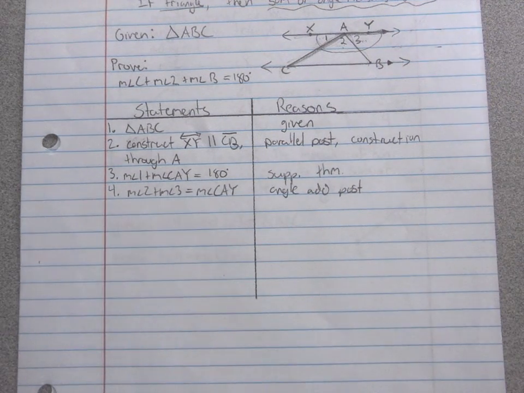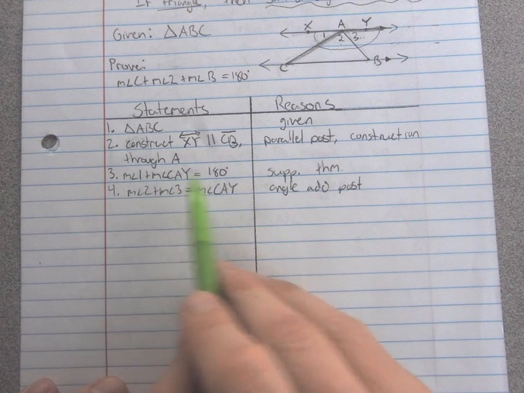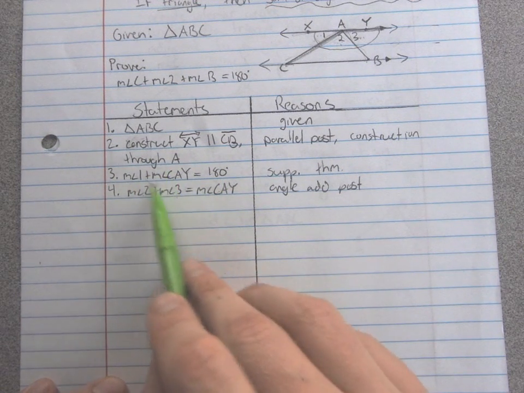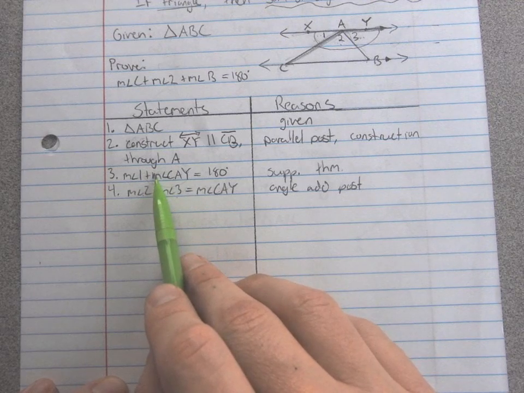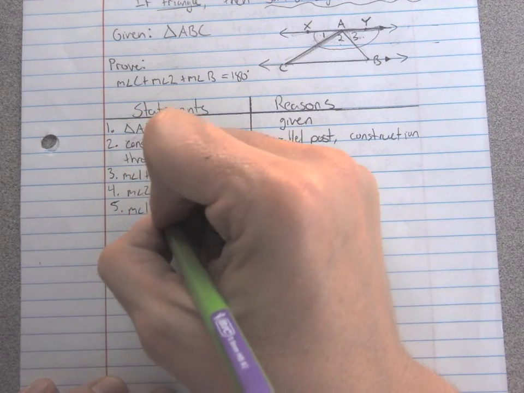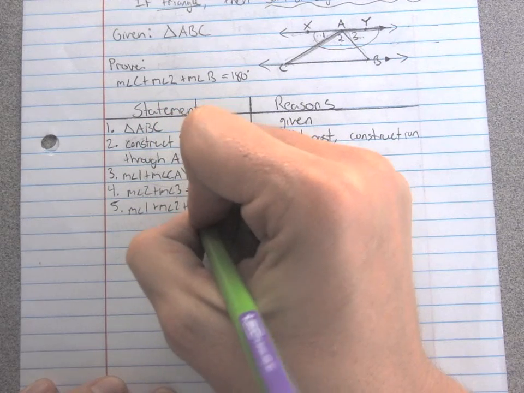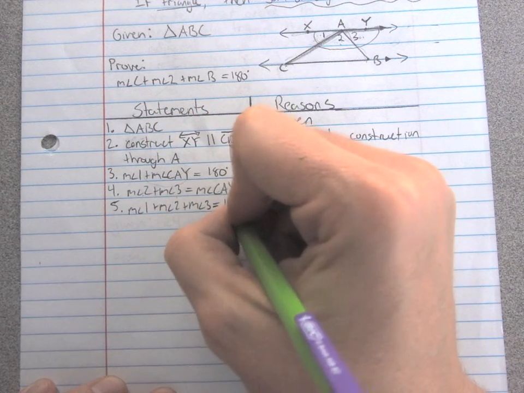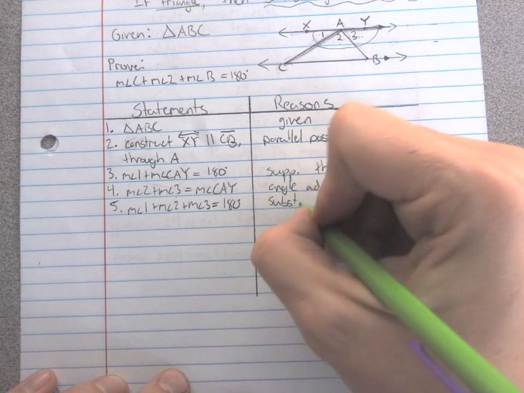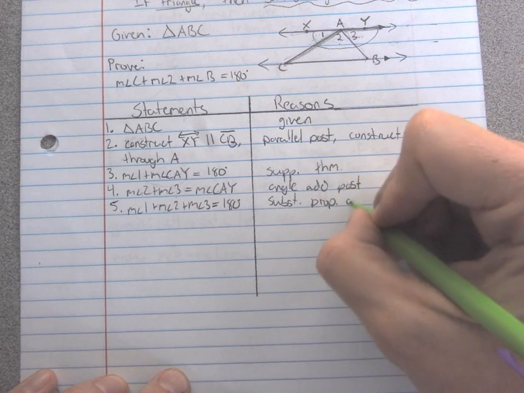All right, and so now what we can do is we've got 1 plus CAY is 180, but CAY is 2 plus 3, and so I can replace this CAY with 2 plus 3. So it's going to be the measure of angle 1 plus the measure of angle 2 plus the measure of angle 3 equals 180 degrees. And that's just a substitution. Substitution property of equality.